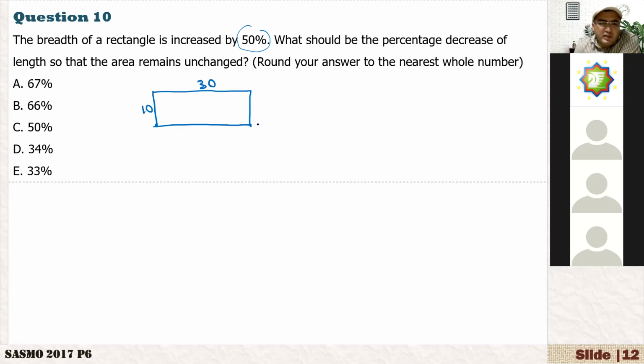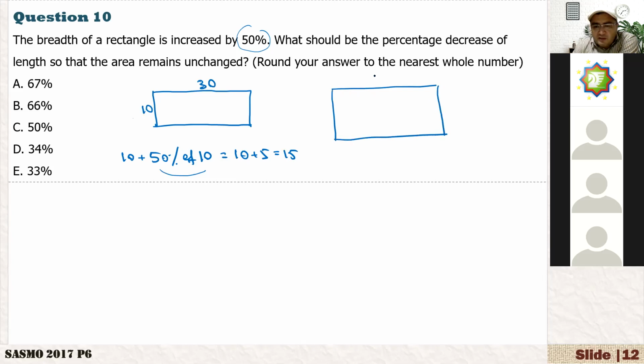So now I am going to increase its breadth by 50%. So 10 plus 50% of 10. And we know that 50% of 10 is equal to 5. So 10 plus 5 is equal to 15. So now if I draw the new rectangle, our new rectangle will be something like this.